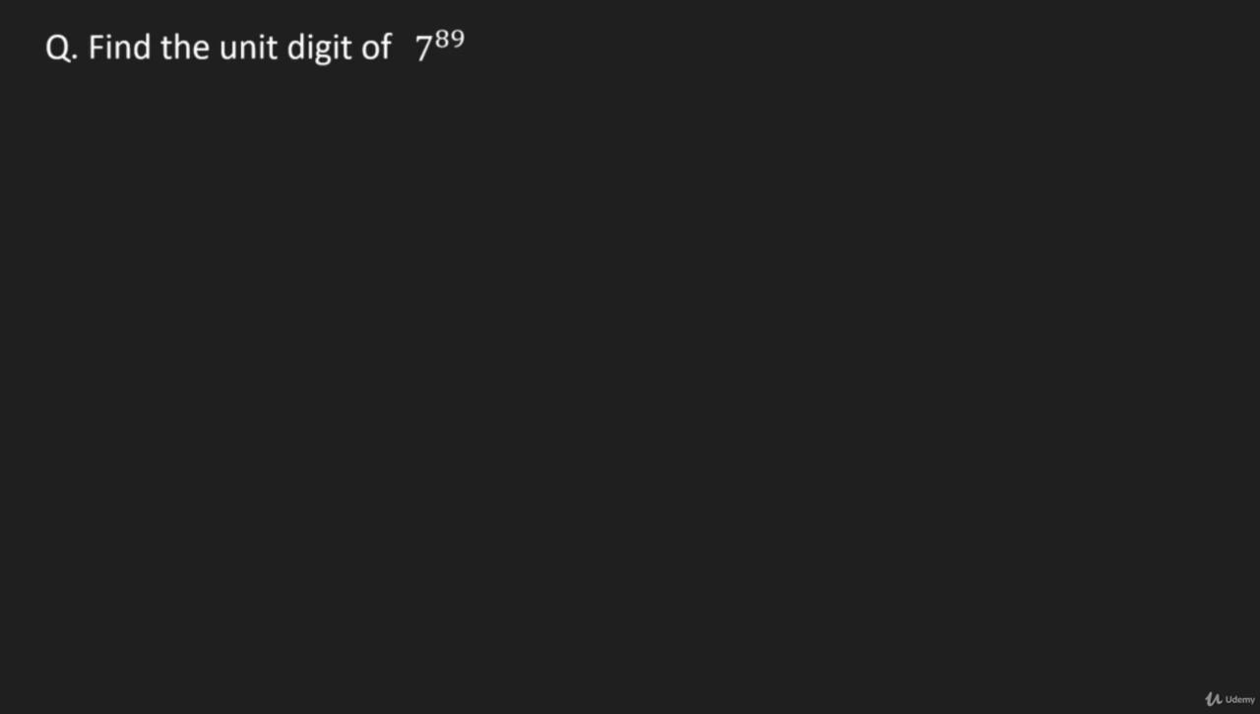Let's try to do this question. Find the unit digit of 7 to the power 89. Alright, pause this video, give it a try, and then we'll do it together. Alright, we know that for 7, the pattern of unit digits is 7, 9, 3 and 1, right?